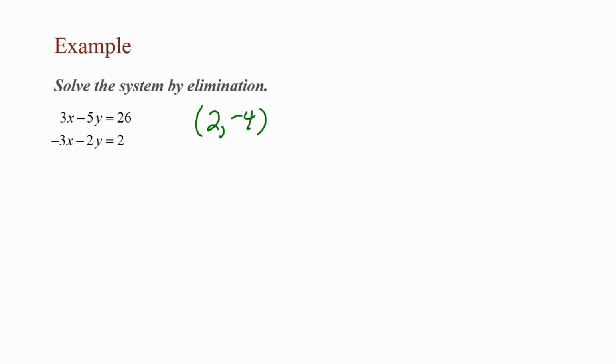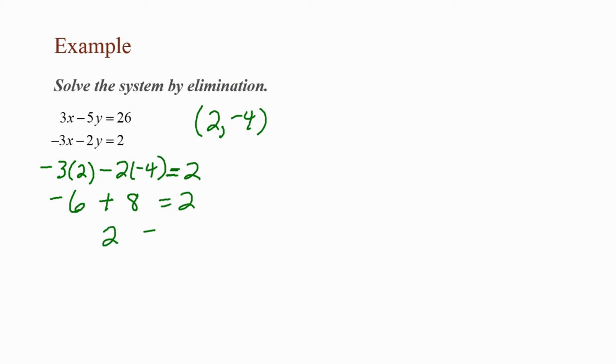To check, I'm going to start with my bottom equation, negative 3x minus 2y equals 2. So that gives us negative 3 times 2 minus 2 times negative 4 equals 2. Negative 3 times 2 is negative 6. Negative 2 times negative 4 is plus 8. And that does equal 2.